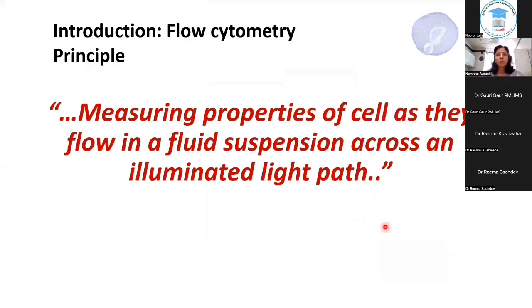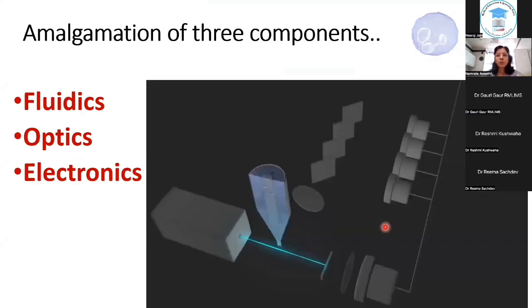So what is flow cytometry? It is measuring properties of cells as they flow in a fluid suspension across an illuminated light path. It is an amalgamation of 3 components: fluidics, which makes the cells flow in a single file; optics, which is the part which generates light and collects the light signals; and electronics, which converts the data into electrical signals.